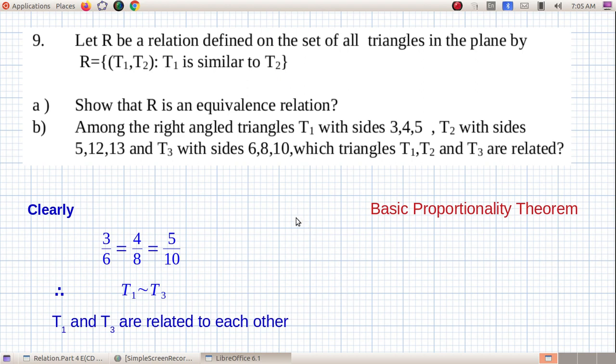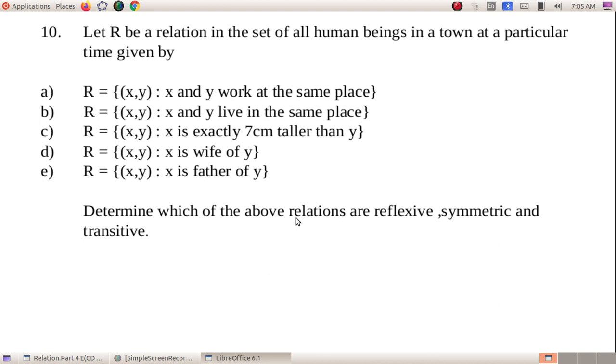Clear? Now let us discuss the last question of this section, question number 10. This is not an important question, but it is a question in your textbook, and this relation is defined on the set of all human beings. That is why I am going to discuss it, but I am not giving you a detailed note of the answer. You just write your note in your own way by listening to my explanation.